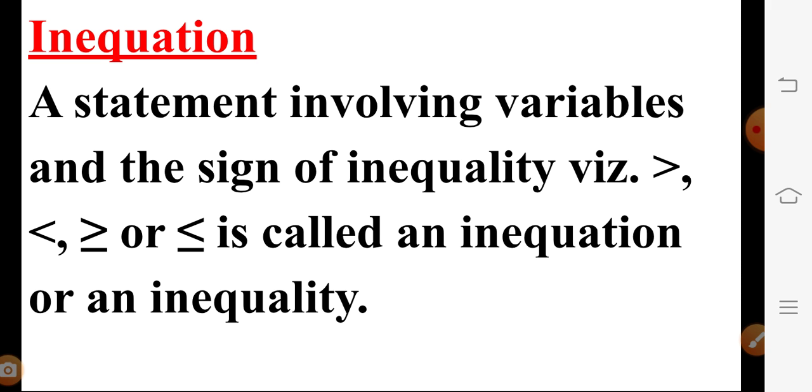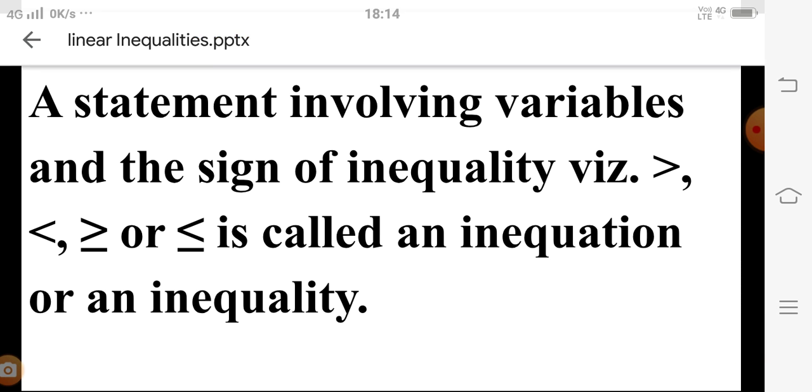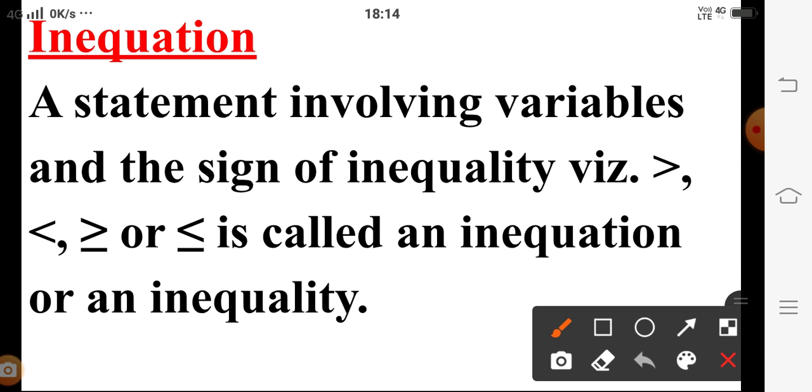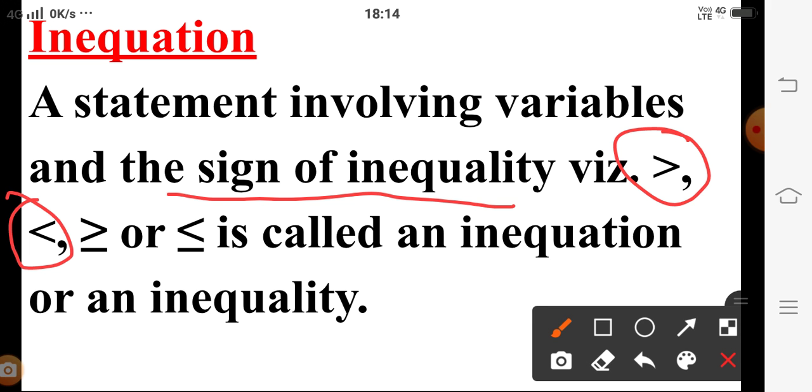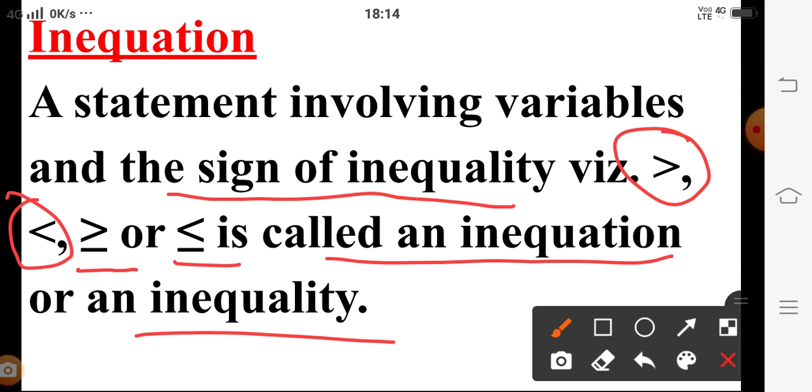Which kind of statement or equation do we call an inequation? A statement involving a variable and the sign of inequality, such as less than or greater than, greater than or equal to, or less than or equal to, is called an inequation or an inequality. Means when we do not get the equal to sign, and in place of equal to we get these kinds of symbols in the equation, then we call that equation an inequation.